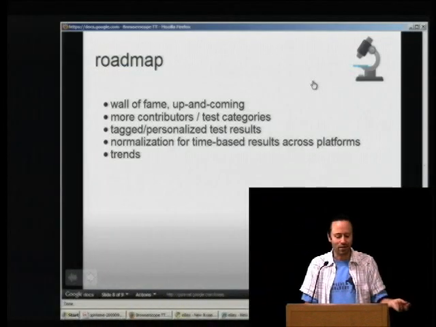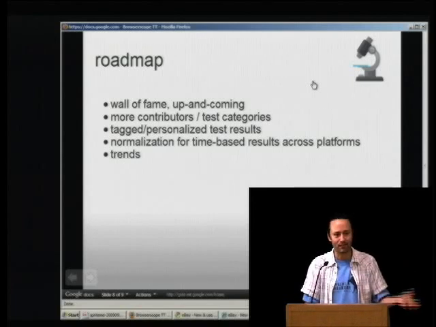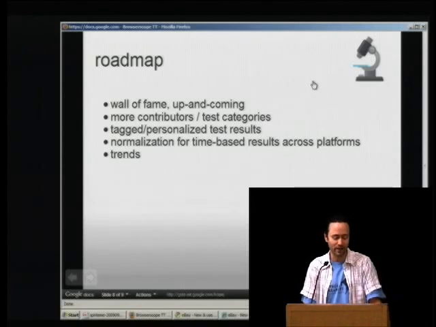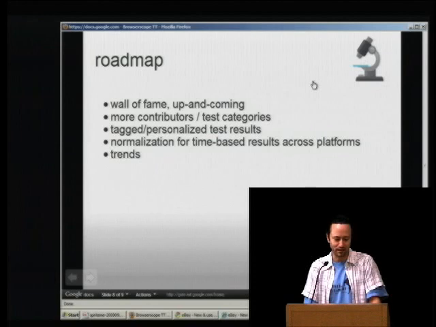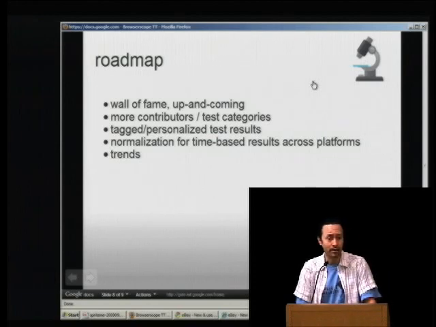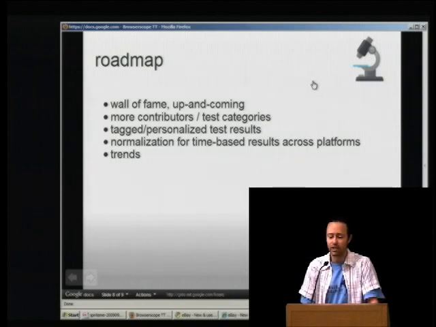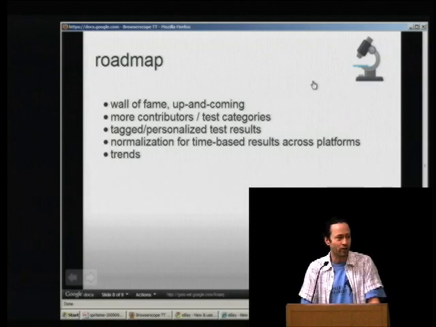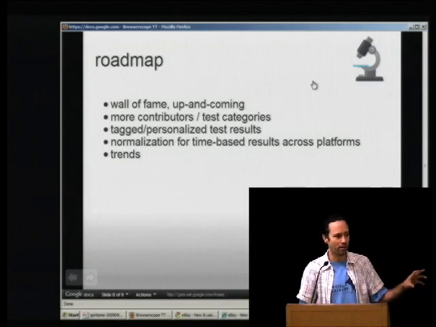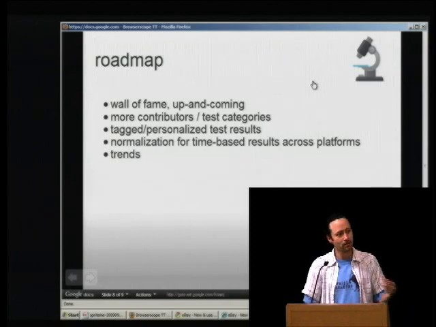We want to put something like a wall of fame or trending where some browsers are quickly improving and try and give them some visibility for that. Obviously, getting more contributors and test categories is big for us. Being able to tag or personalize your test results. So say you do want to run all your tests on a particular piece of hardware and be able to analyze how those happen. We want to enable that.